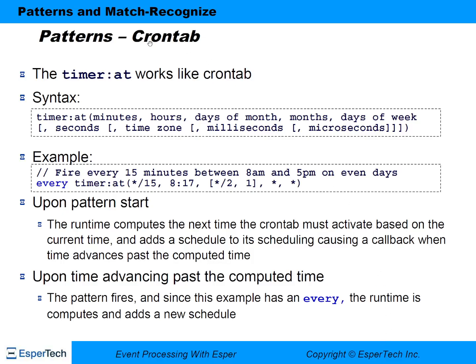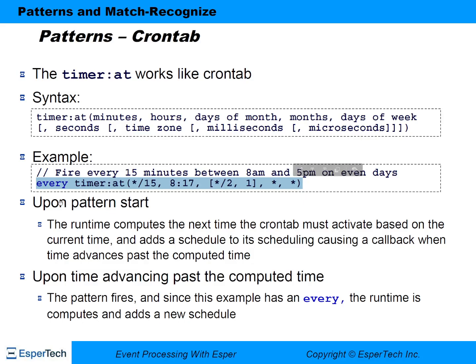The timer at works like the crontab utility of the Linux operating system, and becomes true at the given time and date. The syntax can specify minutes, hours, days of month, months, days of week and, optionally, seconds, time zone, milliseconds and microseconds. For example, a pattern that fires every 15 minutes between 8 a.m. and 5 p.m. on even days is shown next. The EPL is every timer at parenthesis star divided by 15, 8:17, square brackets star divided by 2, 1, star.